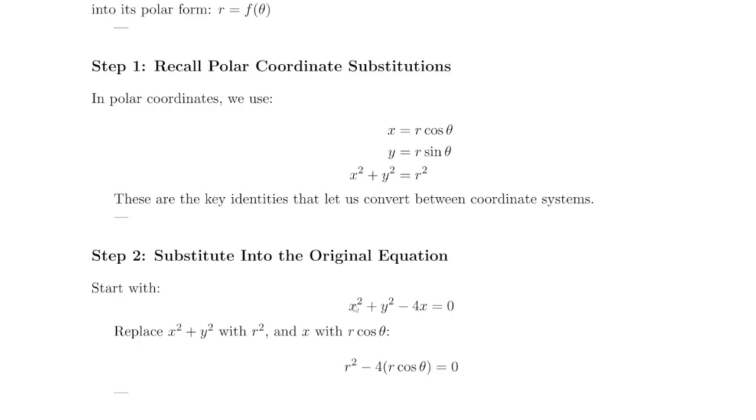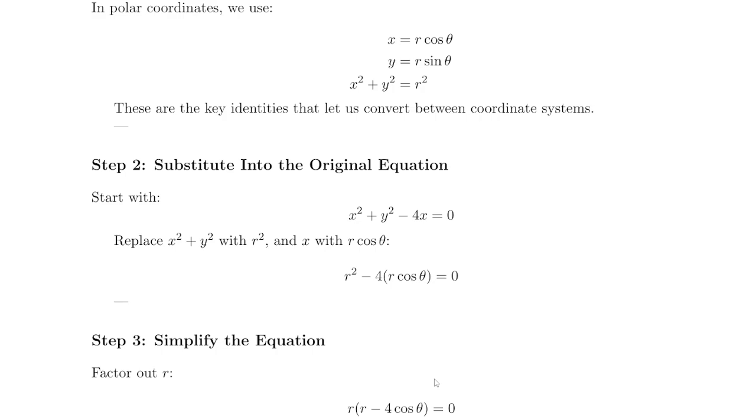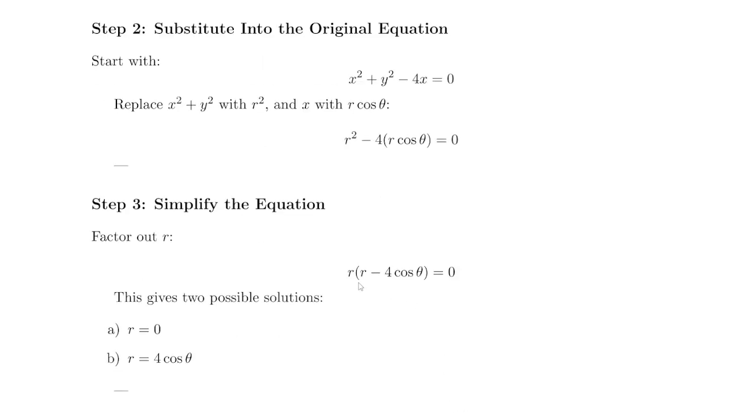First note that x squared plus y squared is just going to be r squared, and then 4x is just 4r cosine theta. Now we can factor this out. We can pull out an r from both terms and have r times (r minus 4 cosine theta) equals 0. Notice that r is 0 or r minus 4 cosine theta is 0.